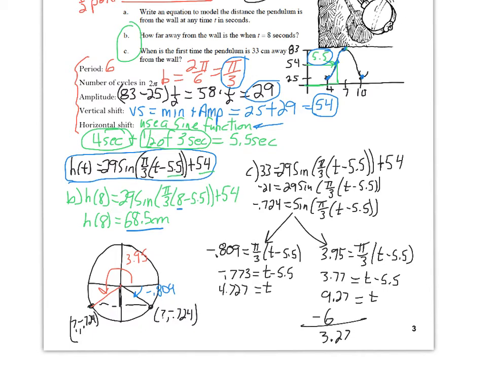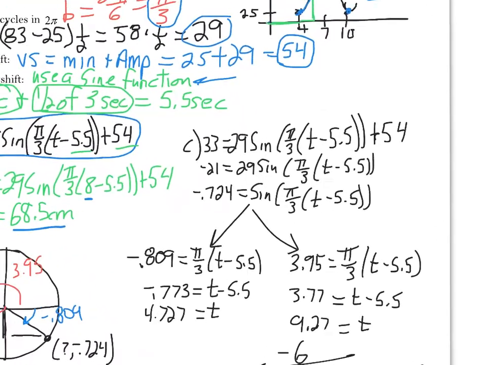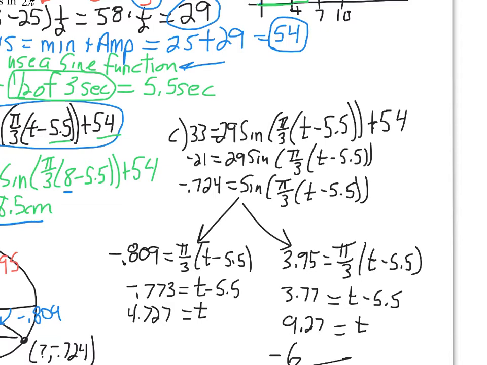Now for part C, there's going to be a little bit of a twist at the end, and we'll come back and reference the graph after a few minutes. But it says, when is the first time the pendulum is 33 centimeters away from the wall? So plug 33 in for h of t, and we want to find t.